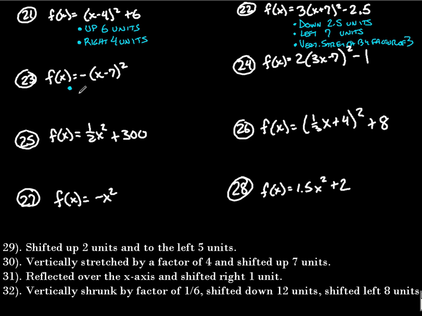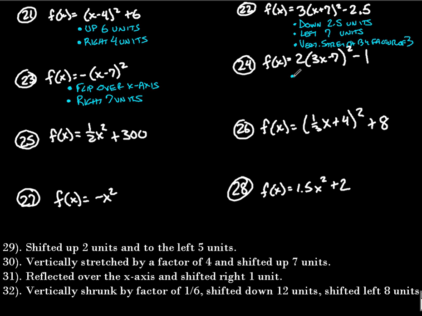23. First of all, I have a negative out front. That means that I am flipping it over the x-axis. So I should have a reflection going on here. Reflected over, flipped over, either way. Right here, the minus 7 means I'm going to shift to the right by 7 units because it's on the inside. I have nothing out here on its own, so I'm not going up or down at all.